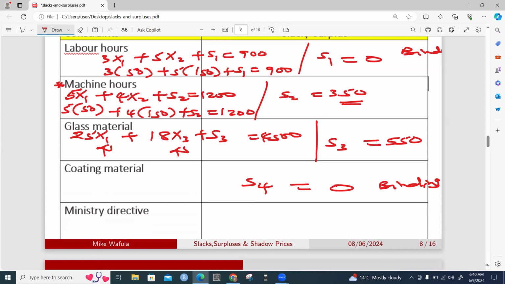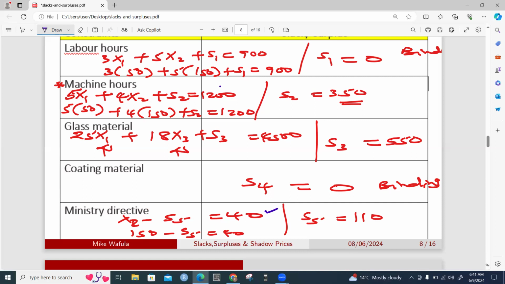The ministry directive, which talks of x1 minus x2 minus S5 equal to 40, and you have said x2 is 150, so minus S5 is equal to 40. So you find that S5 is actually 110. This is a surplus variable, because the ministry directive only requires that plant to have 40 energy saving bulbs, but what that plant produces is 150.